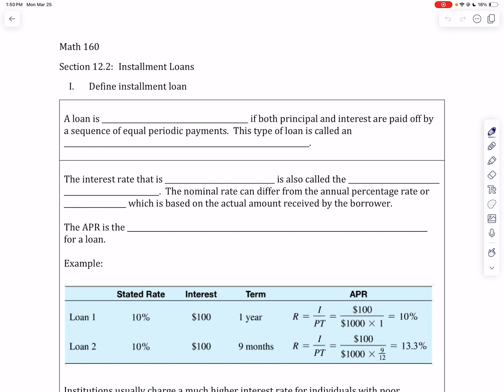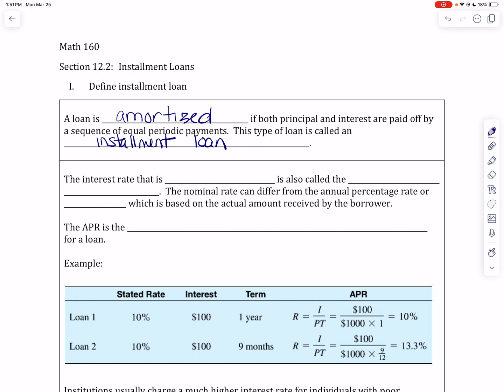So a loan is amortized if both the principal and interest are paid off by a sequence of equal periodic payments. And this type of loan is called an installment loan. Okay, so when you purchase something and then you pay monthly payments, that is an installment loan.